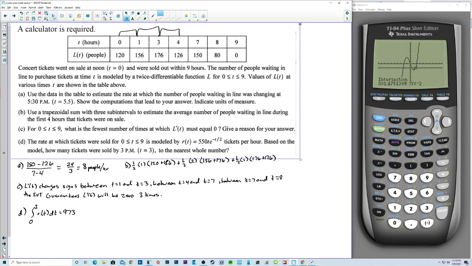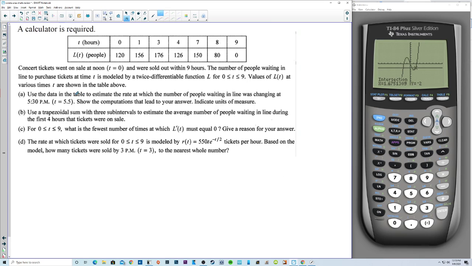Let's clear this and go over it. Concert tickets went on sale at noon. t equals 0, so this is noon. And they were sold out within 9 hours. The number of people waiting in line to purchase tickets at time t is modeled by a twice differentiable function L for 0 to 9. Values of L of t at various times t are shown in the table above.